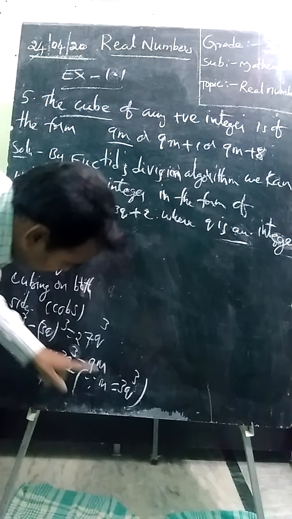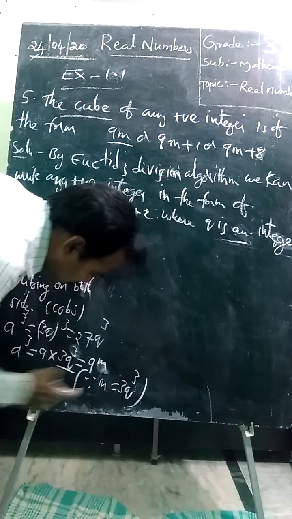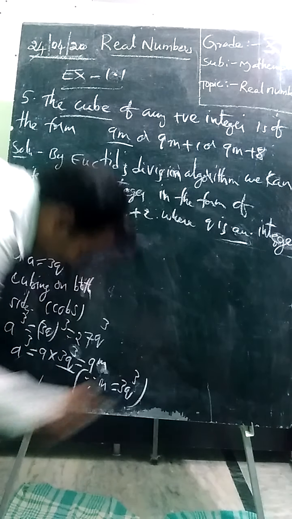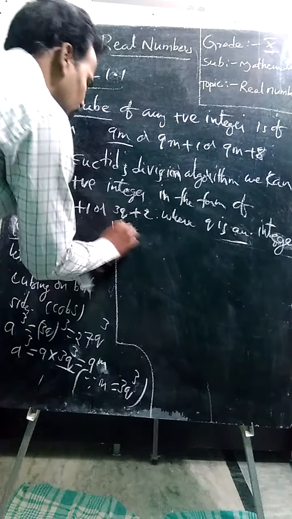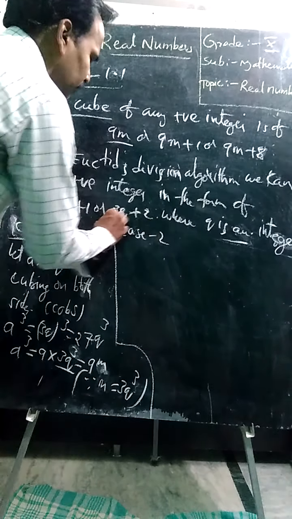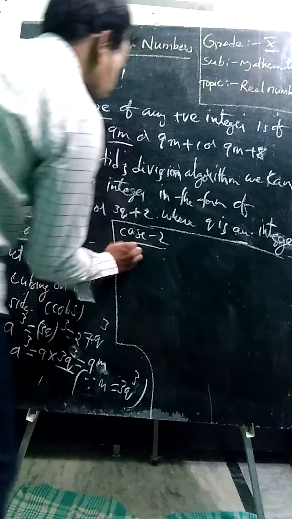Let us take m. So when we consider m is equal to 3q to the power of 3, it becomes 9m. The first form 9m is proved. The first case is over. Now we are dealing with the second case.